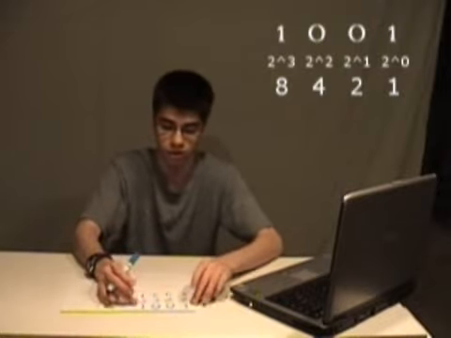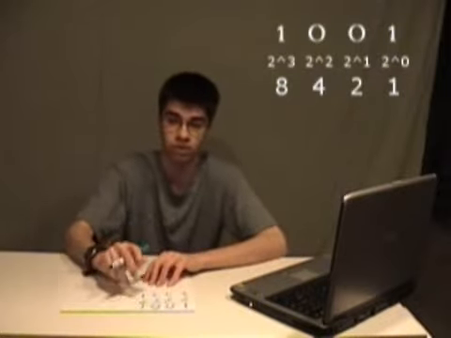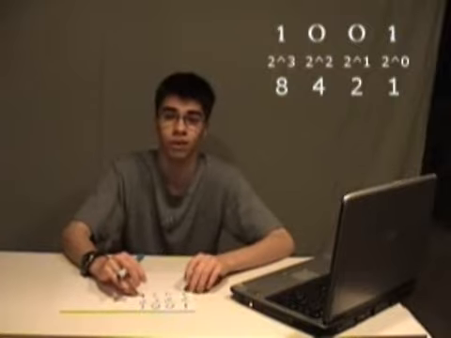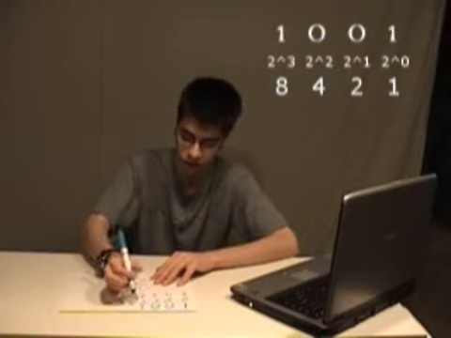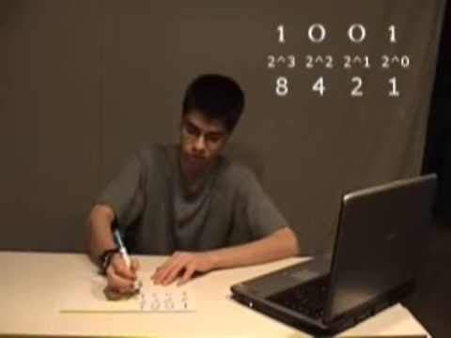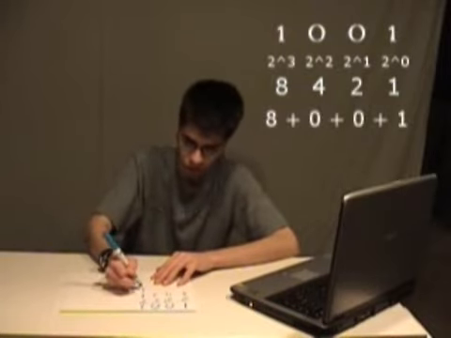Now, we're going to look at the numbers from our original number, 1001. We're going to figure out what numbers we need to use. So, we'll go from the right again. We have a 1 in the 2 to the 0 column, so we'll mark a 1 there.